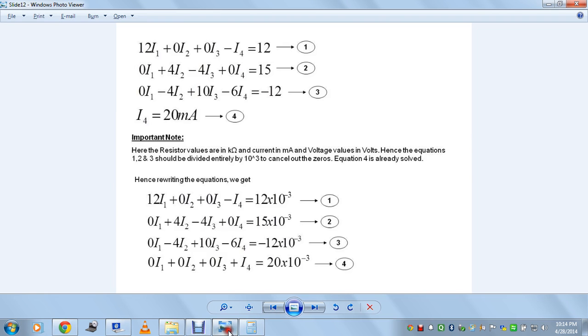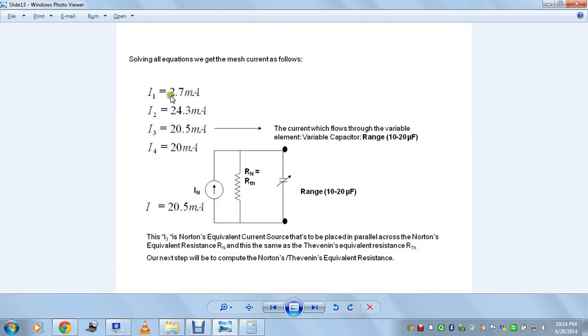That's what's more important. Now these would be the currents flowing through the circuit in the given ideal condition. Our concern was the current I3, because I3 was the current flowing between the points A and B. So that is our Norton's current, which will be represented as a Norton's current source of 20.5 milliamps.